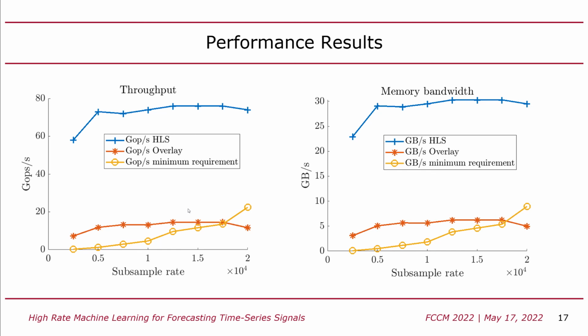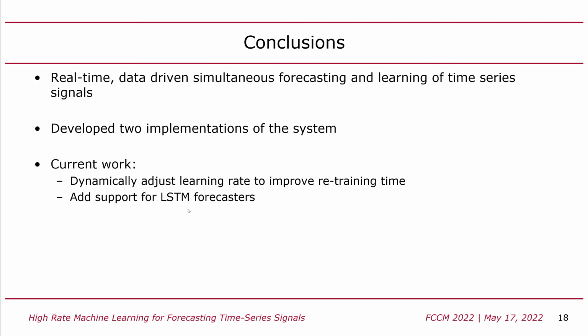So to conclude, we use a fairly simple machine learning-based approach to simultaneously forecast and train a model for time series data. We showed 2 implementations. Achieving real-time performance depends mostly on sustained memory bandwidth across the 2 forward passes, followed by a weight update.